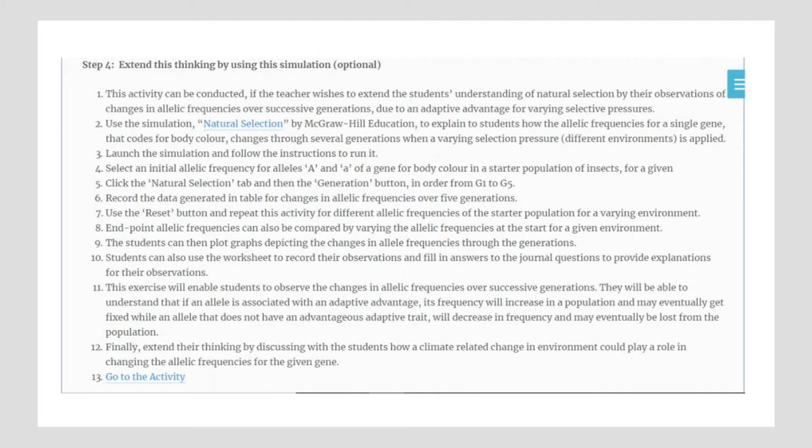They will be able to understand that if an allele is associated with an adaptive advantage, its frequency will increase in a population and may eventually get fixed, while an allele that does not have an advantageous adaptive trait will decrease in frequency and may eventually be lost from the population. You can extend the thinking of your students by discussing how a climate related change in environment could play a role in changing the allelic frequencies for the given gene.